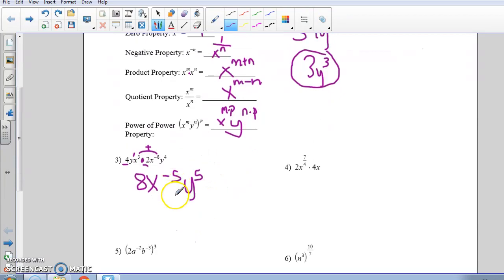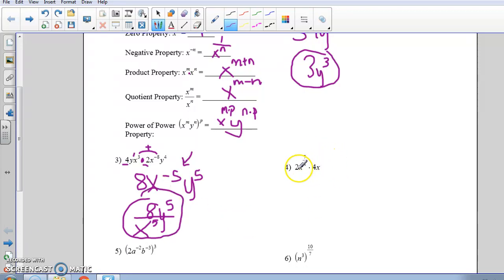This actually also includes the negative property. We don't want to leave negative powers in our answers. So I'm going to keep 8 and y to the 5th where they're at because they already have positive powers, but I'm going to bring x to the denominator with a positive power of 5. And that would be your answer for number 3.